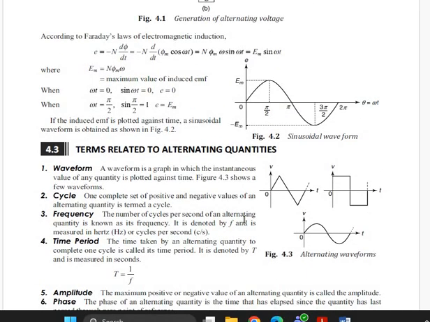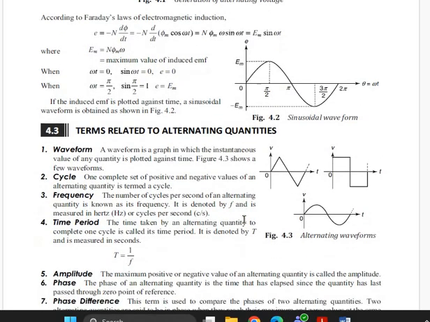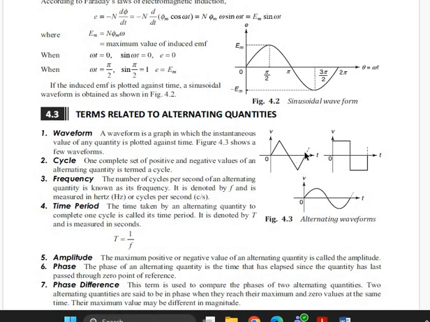Now the terms related to alternating quantities, with waveform shapes like triangular, square and sinusoidal. A waveform is a graph in which the instantaneous value of any quantity is plotted against time. Here, the waveform has been drawn as voltage versus time. Time has been taken on the x-axis, and voltage has been represented on the y-axis.